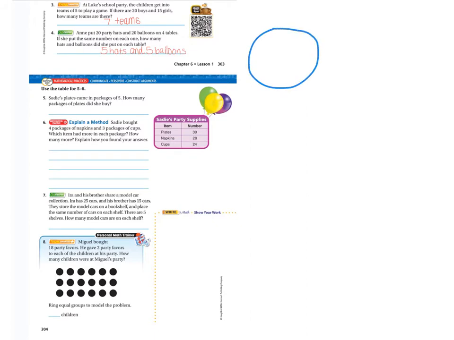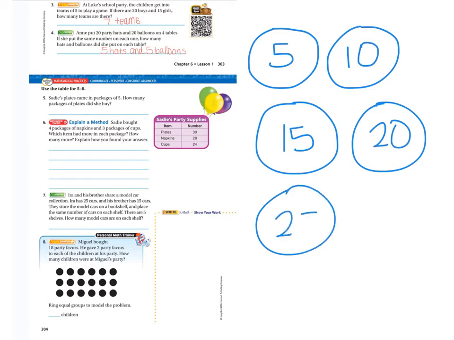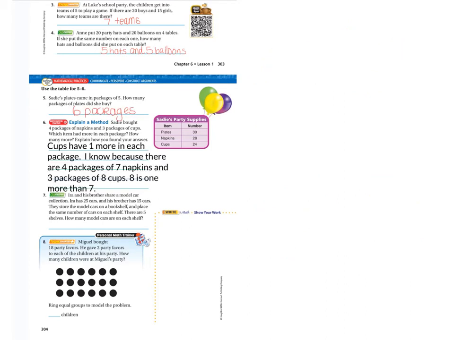Here's one package of 5. If I add another package of 5, that brings me to 10 plates. If I add another package of 5, that brings me to 15. Then 20, 25, and then 30. So there is my 30 plates. I have 1, 2, 3, 4, 5, 6 packages. That is my answer. The answer to number 6 is cups have 1 more in each package.